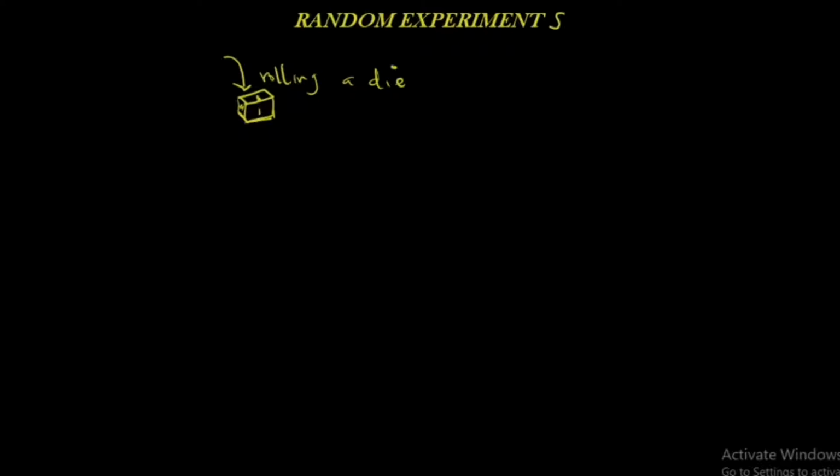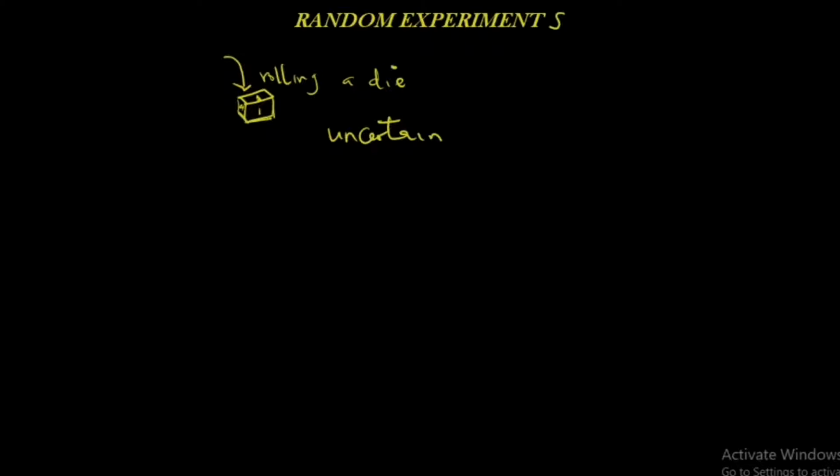Let's talk about random experiment. Before rolling a die, you do not know the result. This is an example of random experiment. In particular, a random experiment is a process by which we observe something that is uncertain.